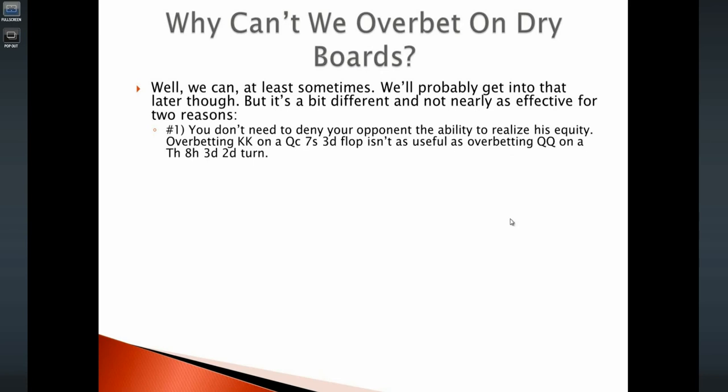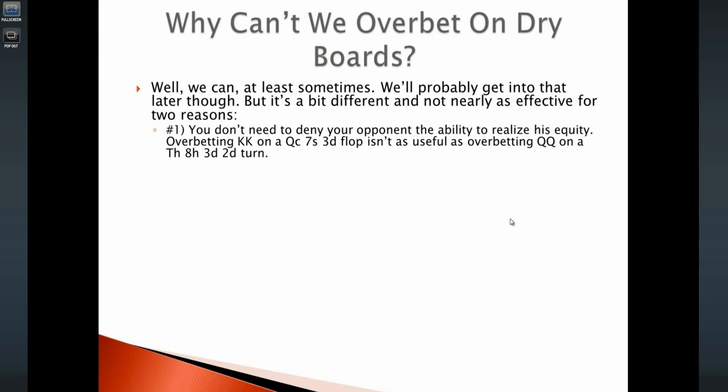You can see right here, if you have a hand like pocket kings on a queen 7-3 rainbow flop, you're not really very vulnerable to any hands in your opponent's folding range. He's probably not going to fold his gut shots. He's probably not going to fold his pairs, or most of his pairs. So when you overbet kings, you're not really making any hands fold that are that threatening, so you're not really preventing your opponent from being able to realize his equity that effectively.